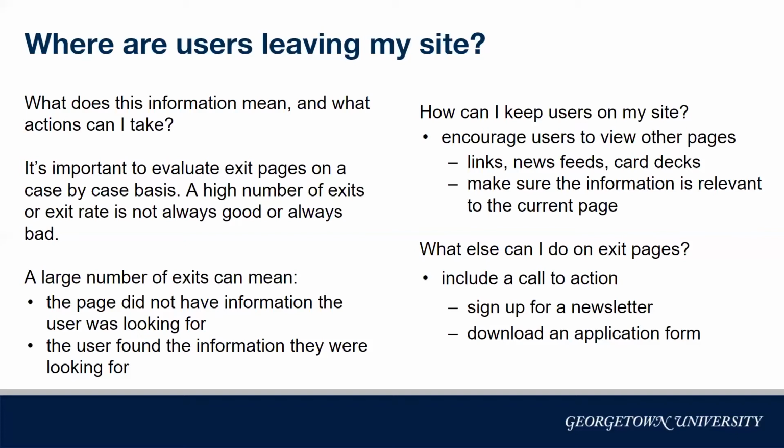So a couple ways to do this is to either add a link to another page, a news feed, or card decks to highlight similar information. And just to note when you're doing this is to make sure that the information that you're linking to is relevant to the current page that the user is on. If the page that the user is on is about admissions, you might not want to link them to a faculty or staff page because it's not really relevant to the kind of information the user is looking for in that moment.